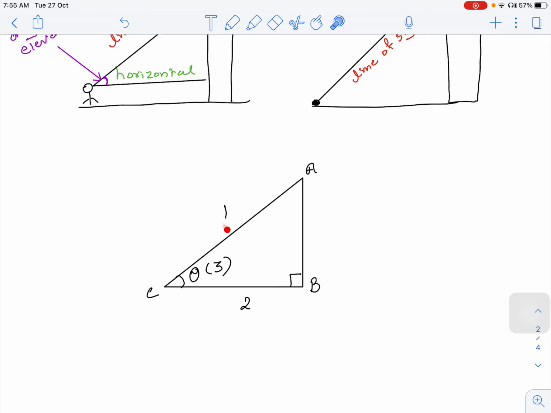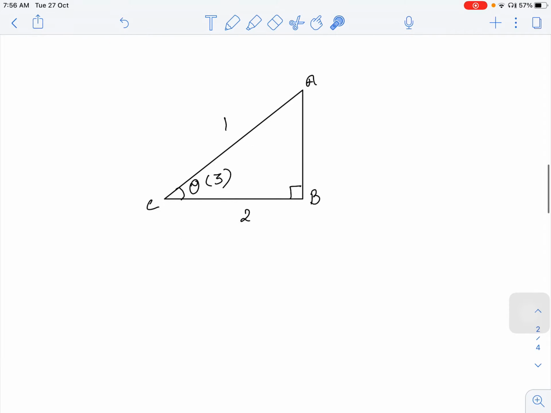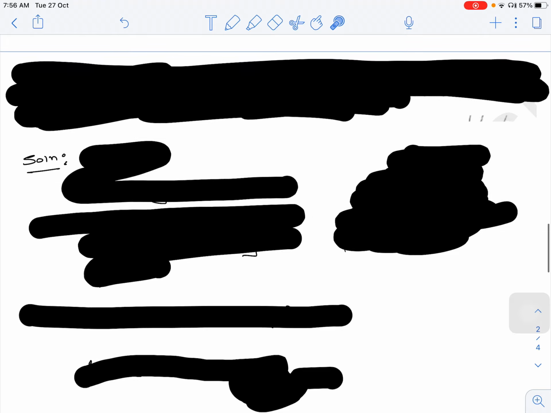So in all there are three unknown values. Out of these three, we should have any two. Remember that I have not marked it here, but we can consider either this side or this side. So in the figure, minimum two things we should have, so that we can find the third unknown value. Now let us solve an example based on this one.